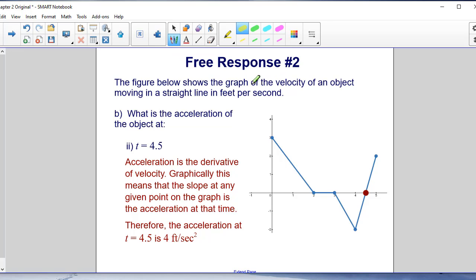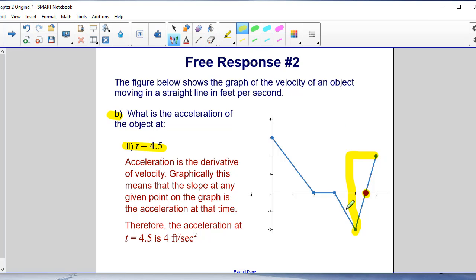Continuing with free response question number 2, part B. This time we're going to consider a second case when t is equal to 4.5 seconds. Recall that acceleration is the derivative of velocity. Graphically, this means that the slope at any given point on the graph is the acceleration at that time. So, here we have our point 4.5 right here. The slope, looking at it graphically, will be from negative 2 up to positive 2. There's my nice straight line, over 1. So we're going up 4 over 1.